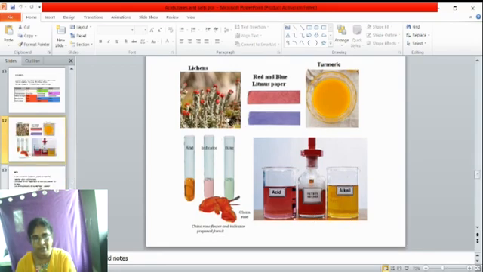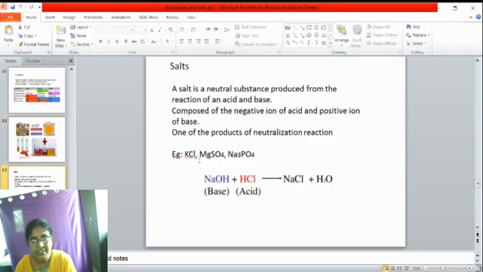Now, we'll move on to the next slide, wherein we discuss salts. Now, as such, what are salts? The salts are neutral substances produced from the reaction of an acid and a base. If you can recollect, we have learned in the properties of acids and bases, stating that when an acid and a base react together, that gives rise to a salt.